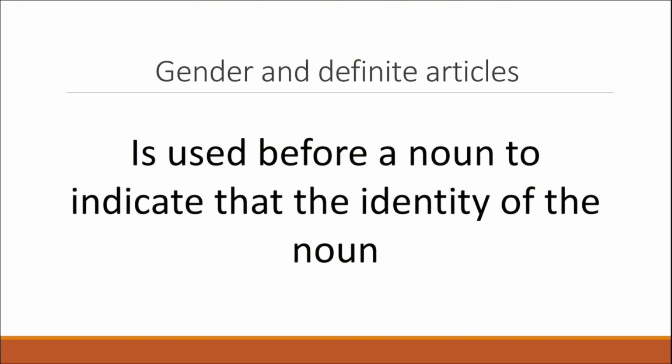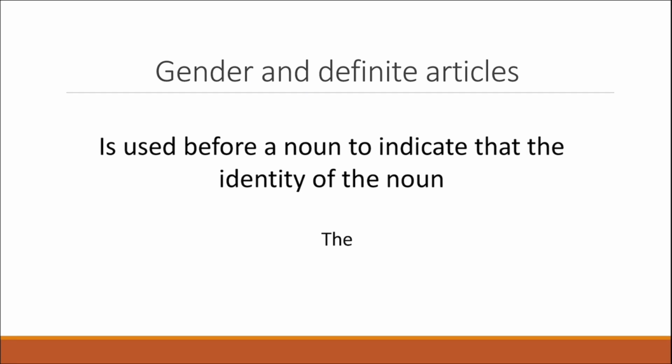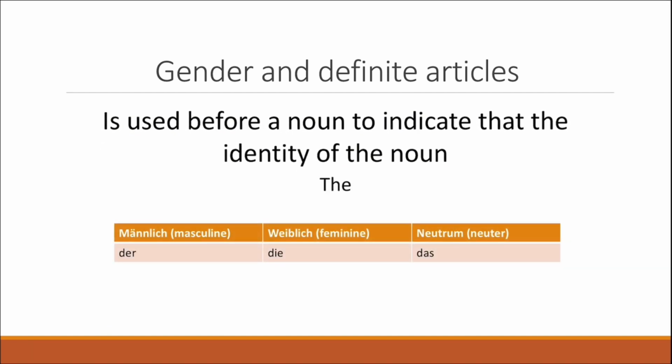Now, let's have a look at definite articles. The definite article is used before a noun to indicate that the identity of the noun is known to the reader. In English, we only have the for every type of noun. But in German, it is a little bit more complicated, mostly because we have three genders: masculine, feminine, and neuter. Here you can see the three articles we have in German, which translated all mean the. We use der if the noun is masculine, die if the noun is feminine, and das if the noun is neuter.